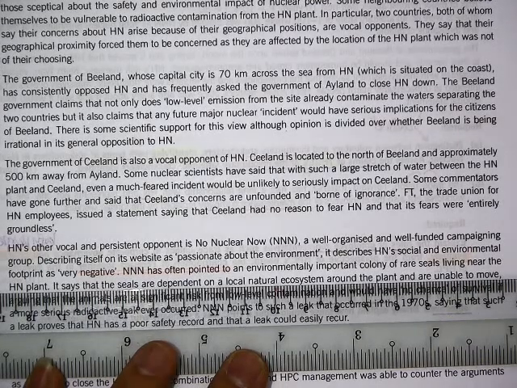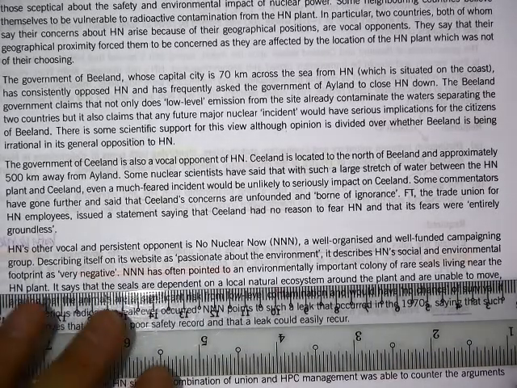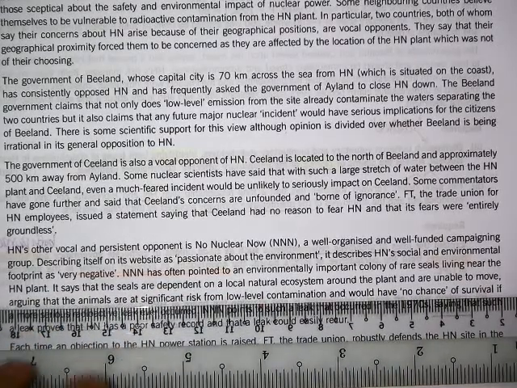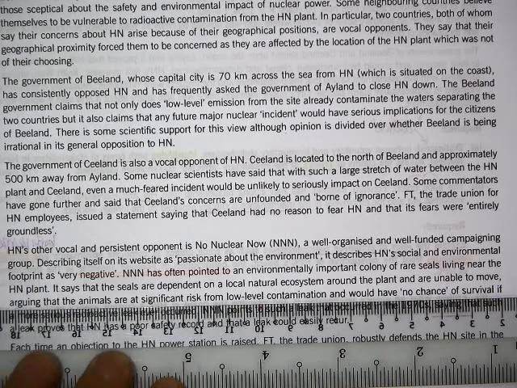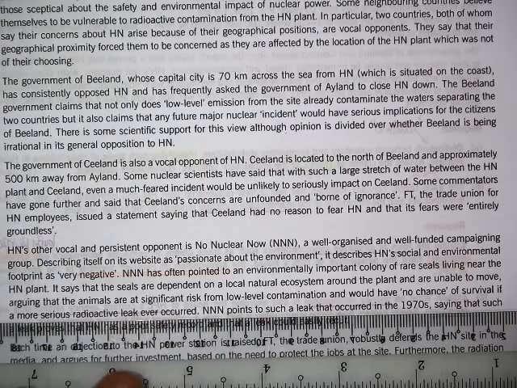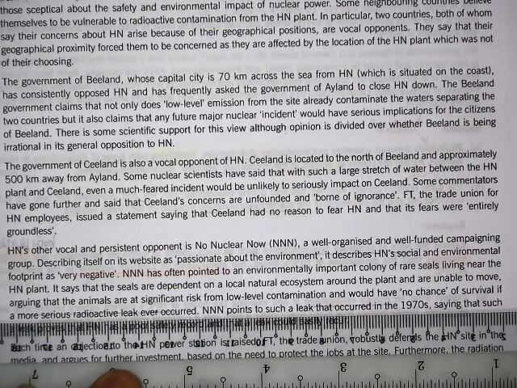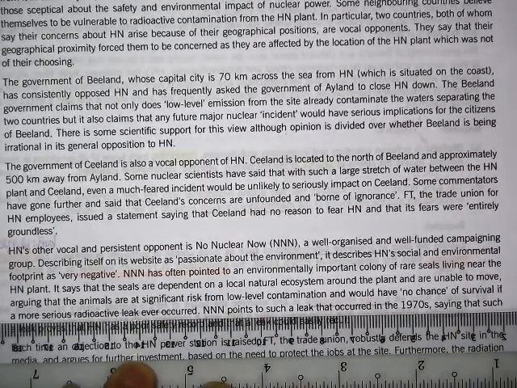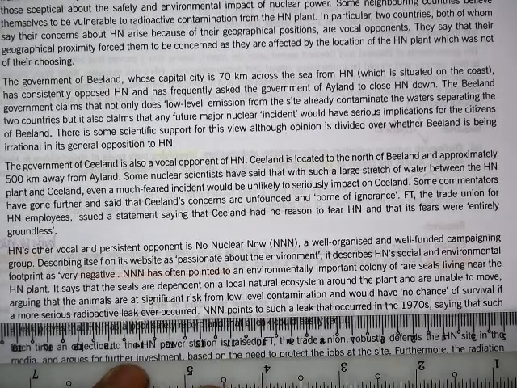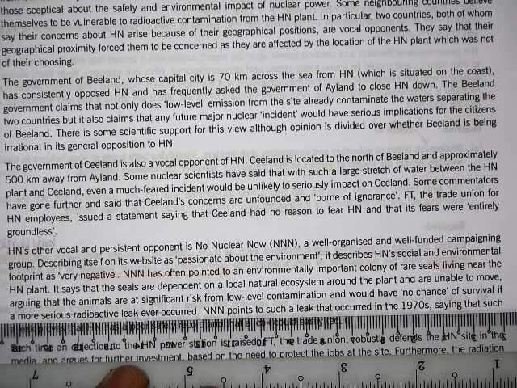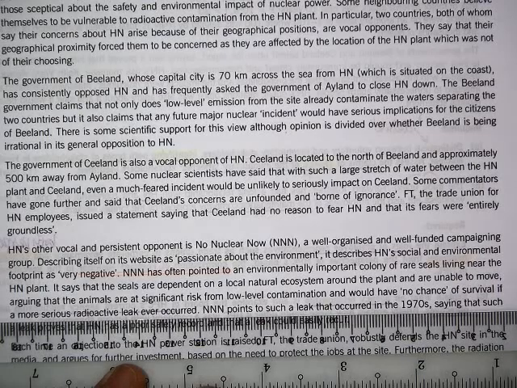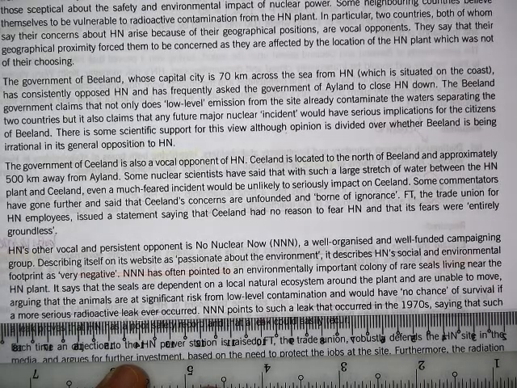Now, the government of Sea-Land is also a vocal opponent of HN. Sea-Land is located to the north of B-Land and is about 500 kilometers away from A-Land. Some nuclear scientists have said that with such a large stretch of water between HN and Sea-Land, a much feared incident would be unlikely to seriously impact the government. Some commentators have gone further and say Sea-Land's concern was unfounded and born of ignorance. FT, the trade union for HN employees, issued a statement saying that Sea-Land had no reason to fear and that the fears were entirely groundless because it's just too far away.